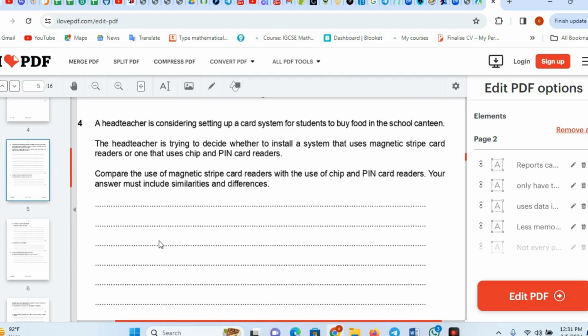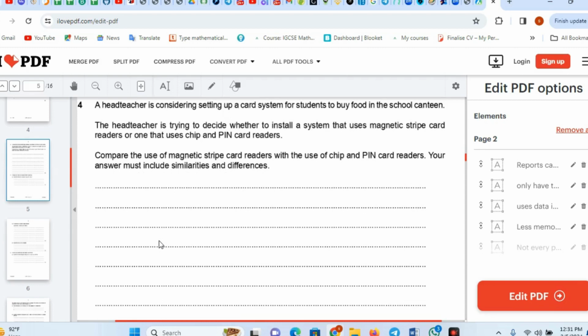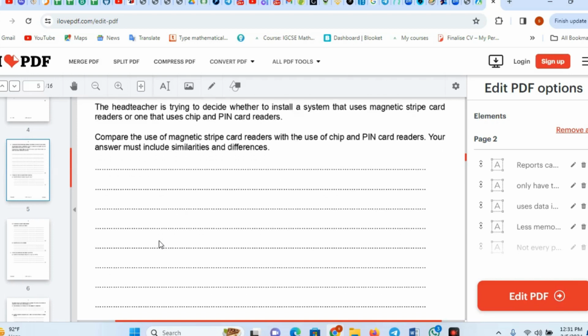All right. So the head teacher is considering what? Setting up a card system. The teacher is trying to decide whether to install a system that uses magnetic stripe card readers or one that uses chip and pin card readers. Compare the use of magnetic stripe card readers with the use of chip and pin card readers. Your answer must include similarities and differences.